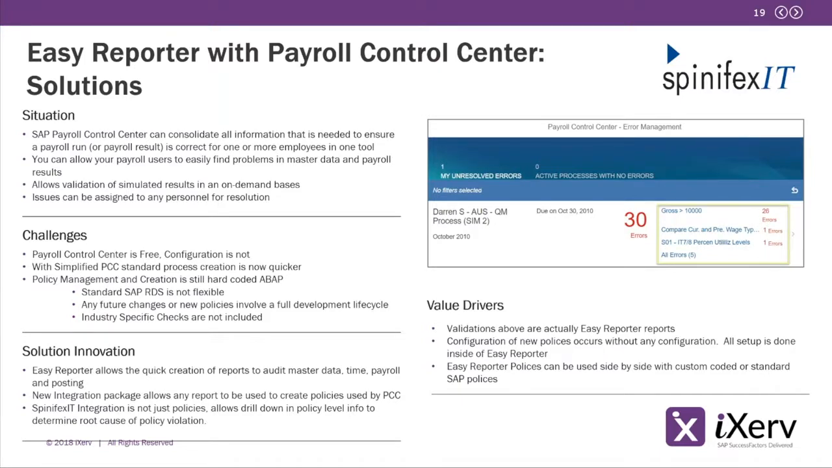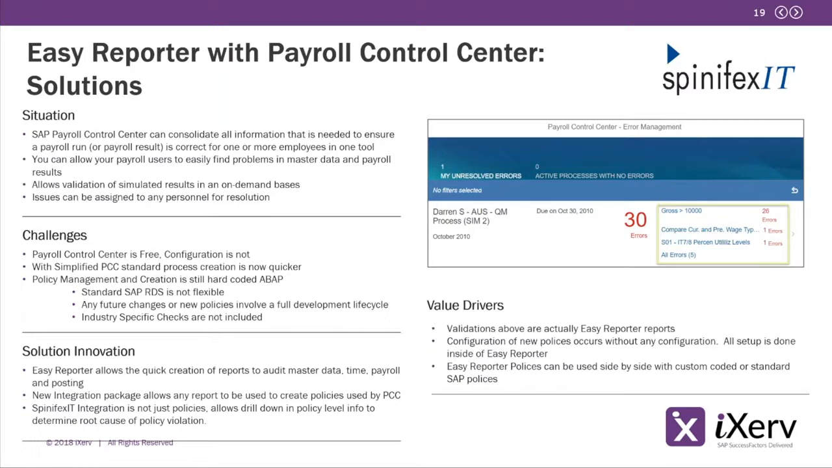SAP, through their infinite wisdom, simplified the configuration, but all the policy checks are still hard-coded ABAP programs. And we've always sold our solutions as you don't need code to make them work. End users and analysts can build very complex HR and payroll reports without the need for writing ABAP. So we decided to build an RDS to integrate with that, because SAP's RDS is not flexible.